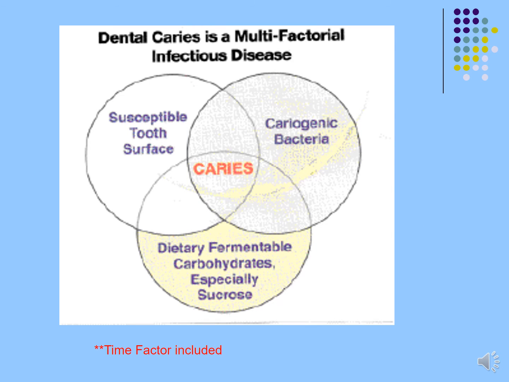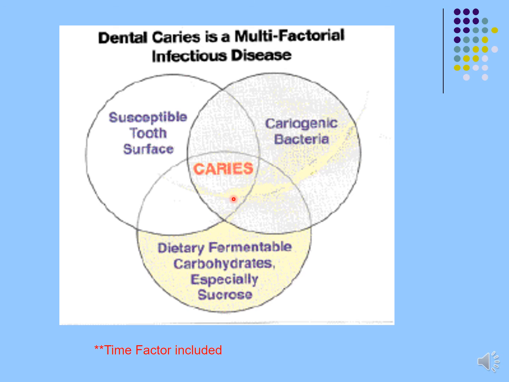According to Miller's acidogenic theory, dental caries basically requires a susceptible tooth surface, cariogenic bacteria in the oral cavity, and the person needs to be consuming dietary fermentable carbohydrates, especially high in sucrose, which is called a cariogenic diet, and that gives rise to caries.